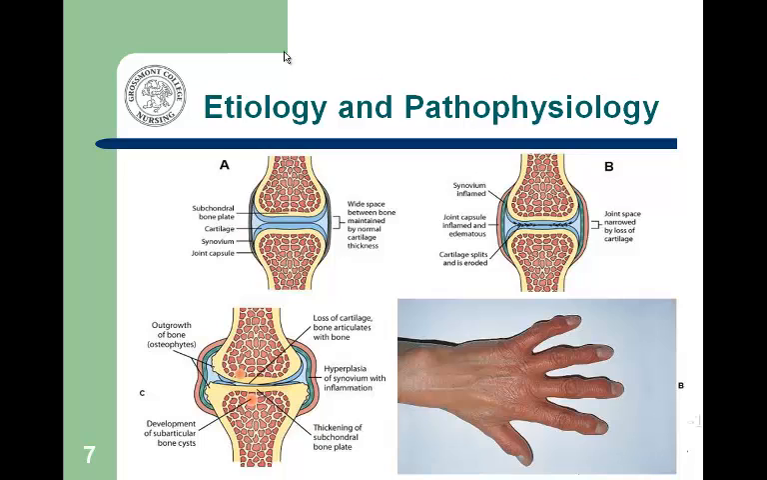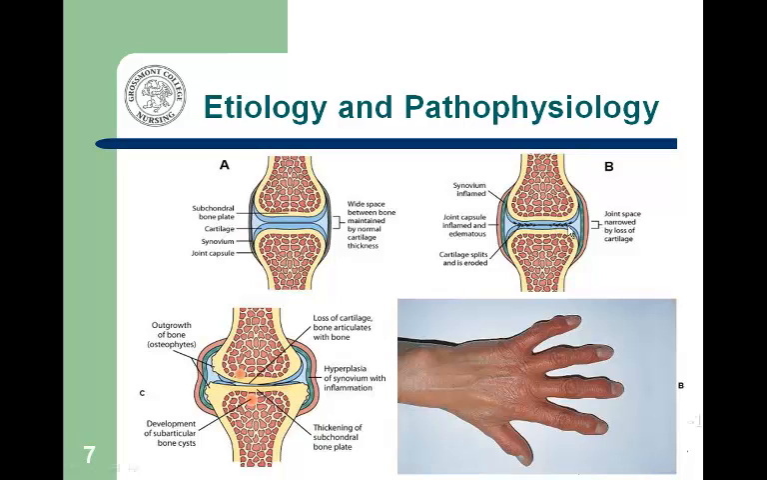So here is a picture of the pathophysiology. Looking at picture A here, this is normal anatomy. So note we have the space here between the bone. It's maintained by this cartilage. Okay, the blue part is cartilage. So over time, the cartilage gets eroded. It starts splitting and then it chips off. The joint space then gets narrowed.